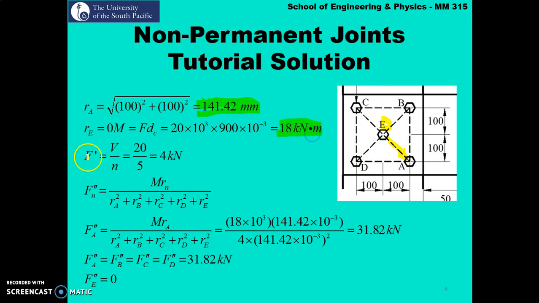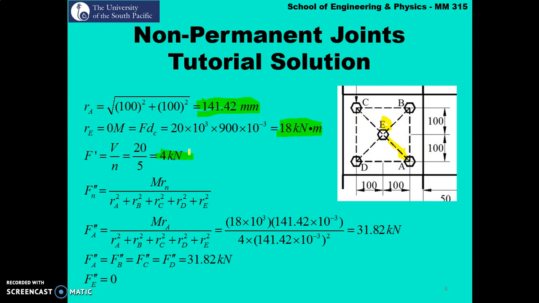The next thing that we can calculate is the primary shear. Primary shear is basically the load divided by the number of bolts. So the load was 20 kilonewton divided by 5. Number of bolts were 5: A, B, C, D, E. So your primary shear is 4 kilonewton.